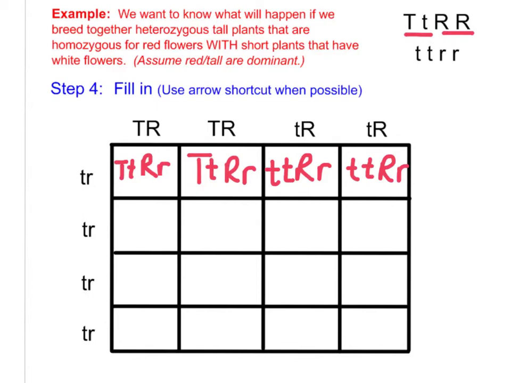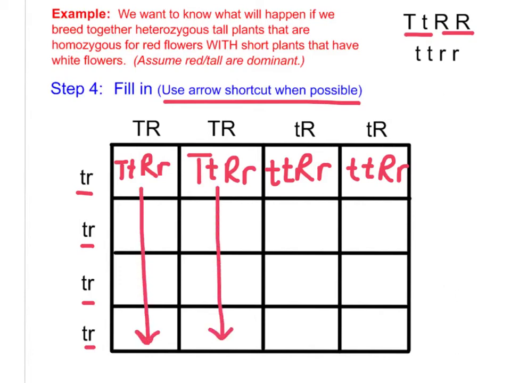Now, if you'll remember, we can use arrows. It says right there, use arrow shortcut when possible. Because each of these are identical all the way down, these will be the same all the way down. So I can simply take an arrow and say these are all going to be the same all the way down those columns. And we've now filled in our Punnett square.